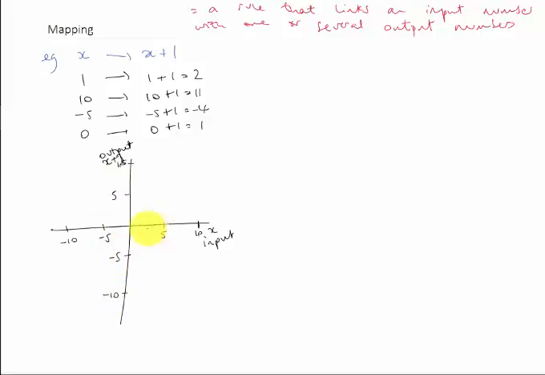Right, so then if we start off with 1, that's here on the x-axis, and we end up with 2. So that'll be about here. If we start off with 10, and we end up with 10 plus 1, which is 11, which is about here. If we start off with minus 5, then we end up with minus 4, which is about here. If we start off with 0, then we end up with 1, which is about here. And you'll notice that we can draw a straight line through all of these. Let's do that in green.